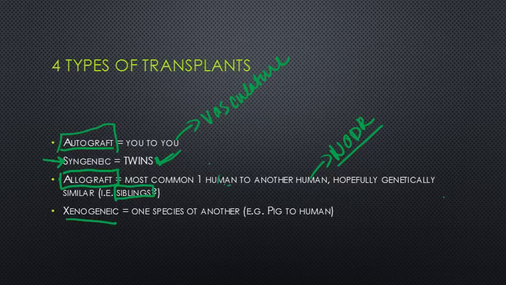Xenogeneic is one species to another. This is not very common, so it's not something we're really going to discuss in depth, but an example of this would be like a pig heart valve placed into a human, something that was tried for a while. Now we have artificial valves, which are much more commonly used.